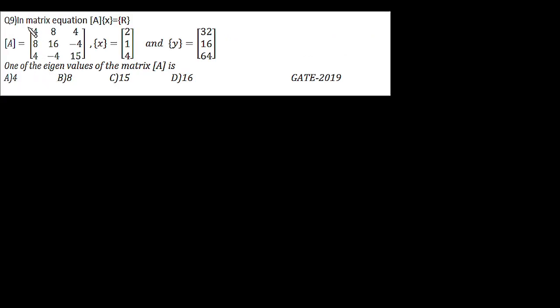Now let's solve question 9. Question 9 says in a matrix equation Ax equal to R, the matrix A is given. Again A is a 3 cross 3 matrix. Vector x is also given, and the right hand side, sorry, not Y but vector R, is also given. Now they are asking about one of the eigenvalues of this matrix A. The same concept we have to use here: Ax equal to lambda x, that we have used so many times in this series.